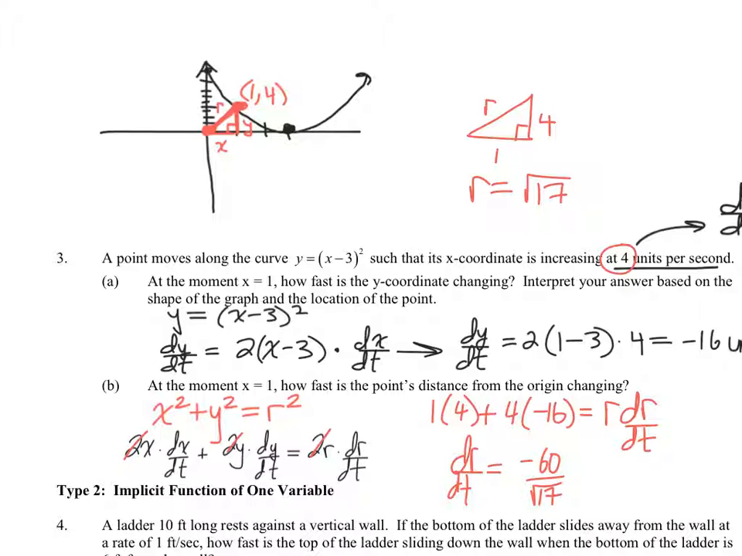and these are linear units. We're not talking about area, volume, or anything like that. So the linear units are the same linear units that were used for x and y. So units per second.